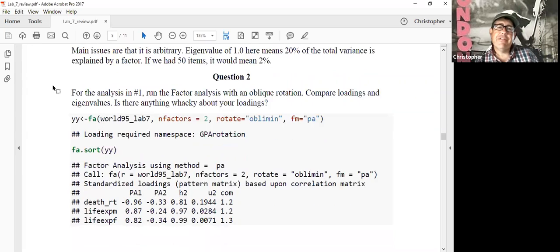All right, question 2 asked you to do an oblique rotation. Again, one of the big distinctions that we make in factor analysis is between orthogonal and oblique rotations. Those are just mathy terms, meaning that the factors are either allowed to be correlated or they're not. An orthogonal rotation uses factors that are completely uncorrelated. So we're putting a constraint on these factors that they have to be completely uncorrelated.